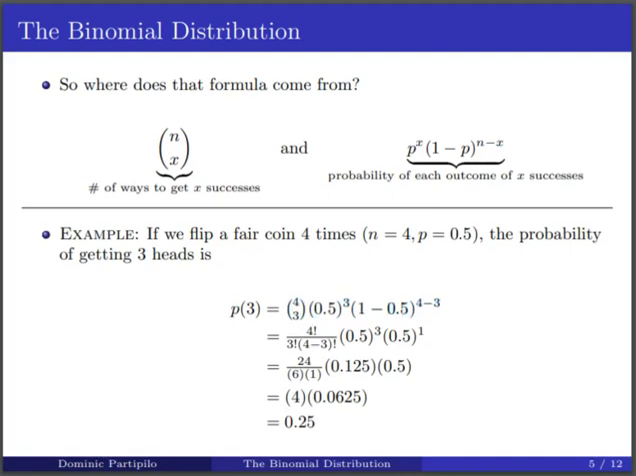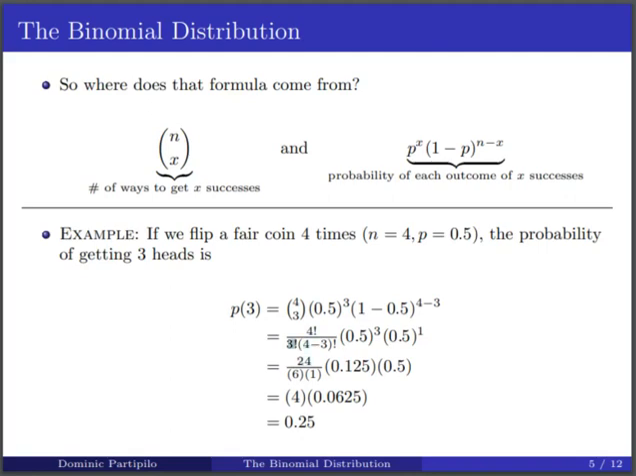If we break this down a little bit further, remember n choose x is the same thing as 4 factorial over 3 factorial times 4 minus 3 factorial. And then just like before, we're going to have 0.5 to the third, and then 0.5 to the 1, which is just 0.5. Taking care of this first piece, 4 factorial is 4 times 3 times 2 times 1, so that's 24.